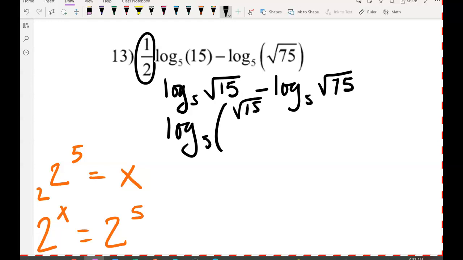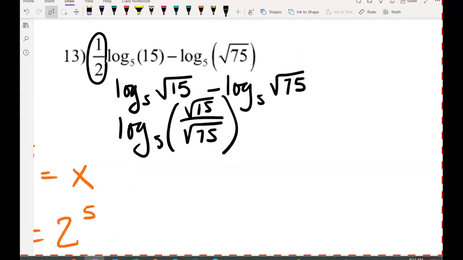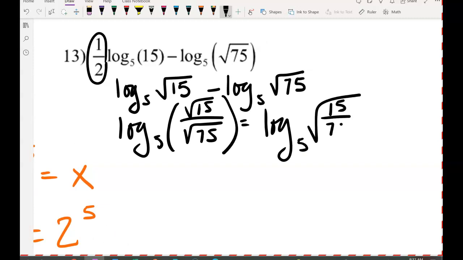Square root of 15 divided by square root of 75. We have two different radicals, but they're both square roots. Can we put them under one big radical? So 15 over 75. Is it possible that we can simplify this? What do we get?